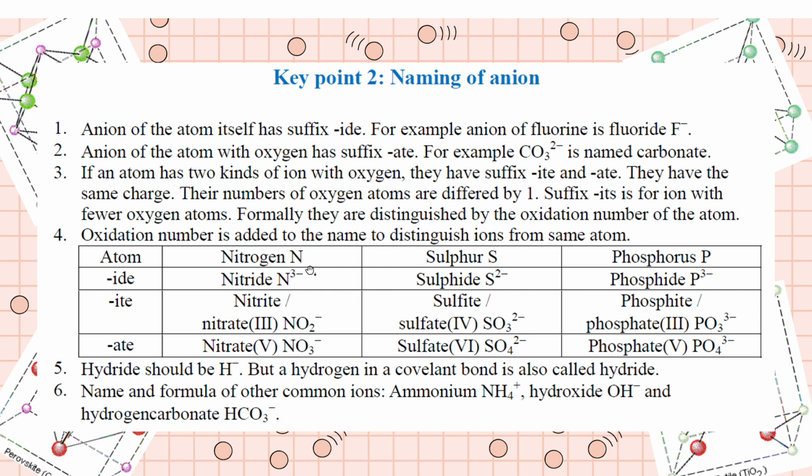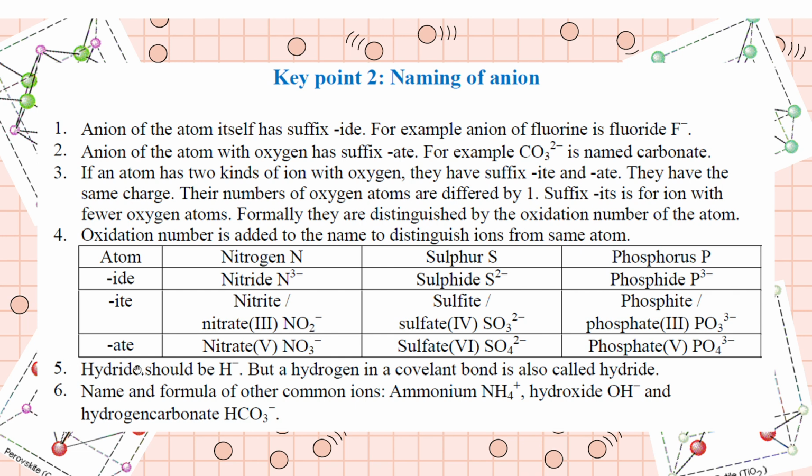So the nitrogen, if it is by itself with 3 minus, is nitrate, sulfate, phosphate, and then with oxygen. Less oxygen is ITE: nitrite, sulfite, and phosphite. More becomes nitrate, sulfate, and phosphate. Later on, we will learn oxidation numbers. If they are described by the oxidation number, in brackets, then they don't need to have different names. All are ATE. We'll learn about it later.